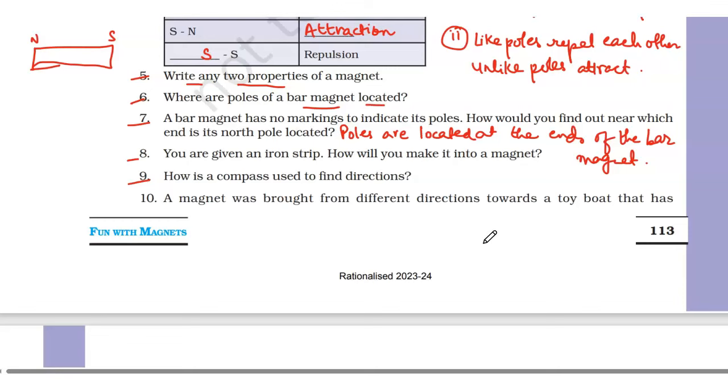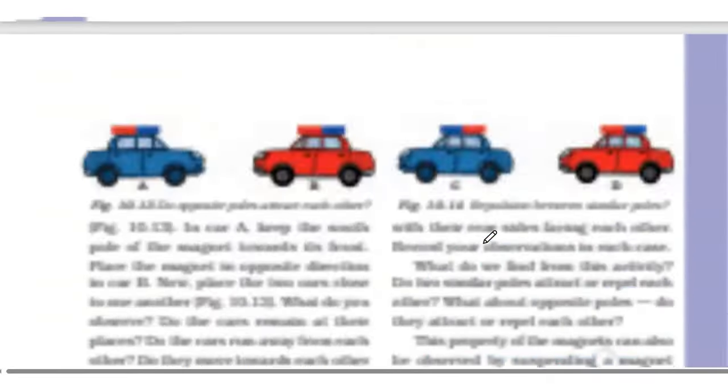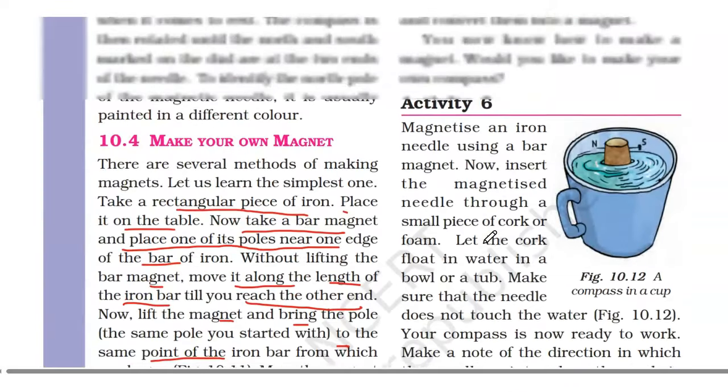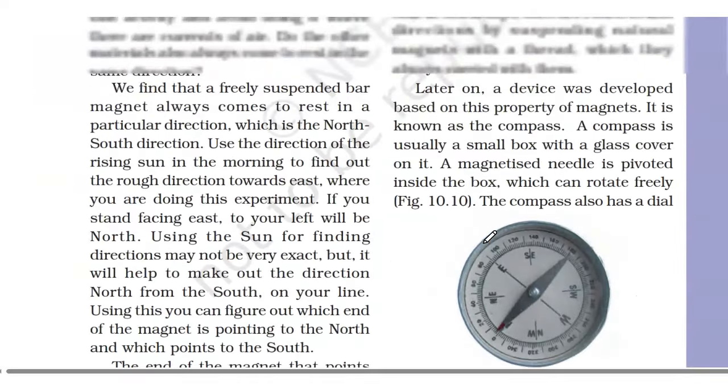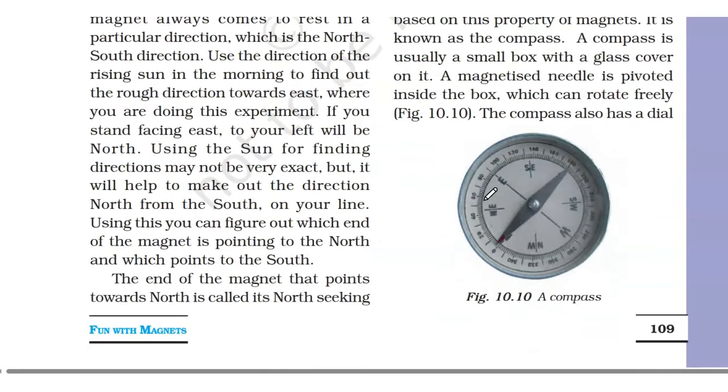If I can show you, it is there. Just wait a minute. Here. Can you see a compass? You can see this is a compass. So this is a small case of glass. This needle is a magnetized needle. It is pivoted inside the box. The needle can rotate freely. The compass has a dial. This is called the dial where all the demarcations are done. So it is marked with directions.